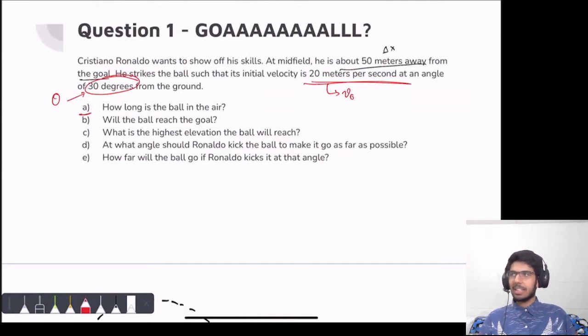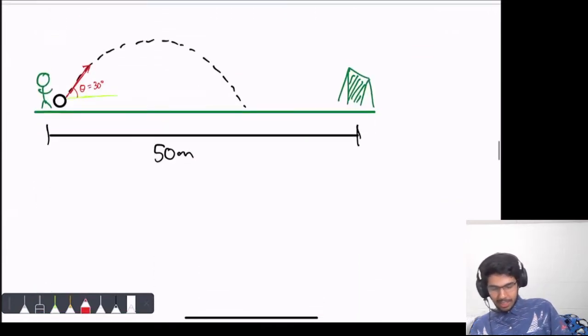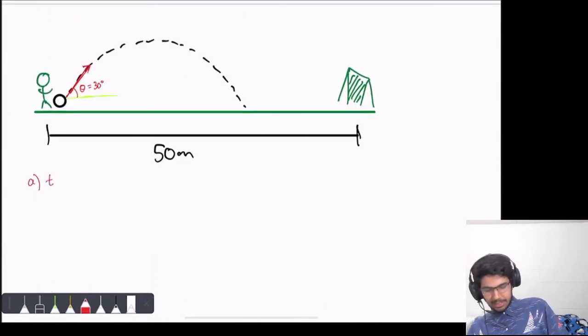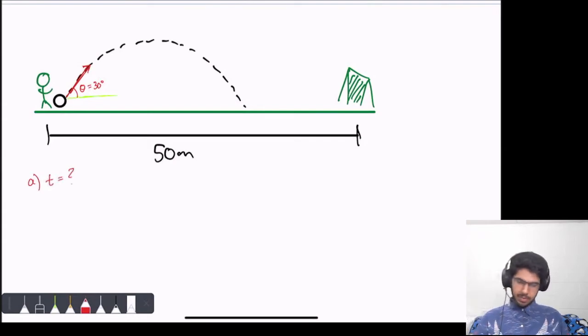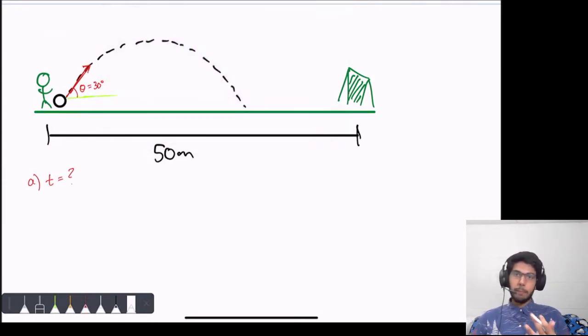So what does that mean we're solving for? That means we want time. T equals question mark. So this seems a little bit challenging. How are we going to get started? Well, the first step is usually to break it into the x and y components. Take the quantities we're given and break it into those components.